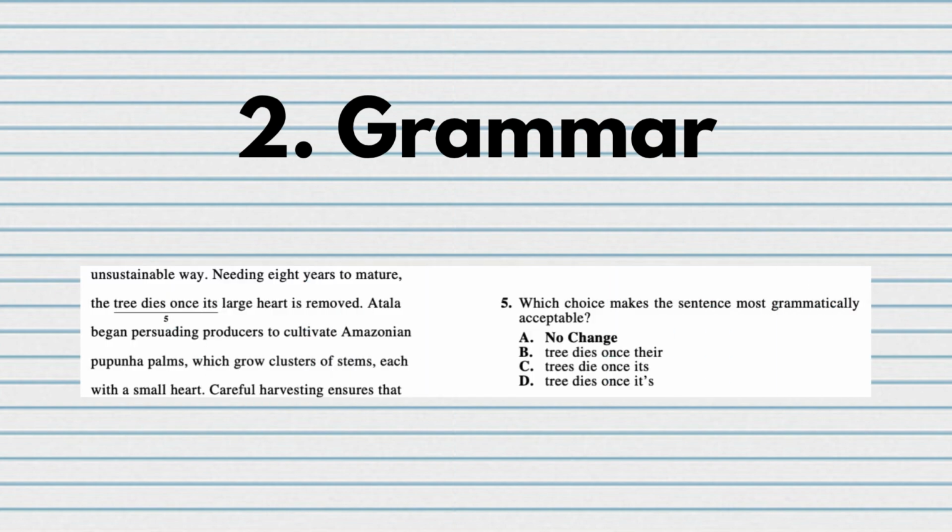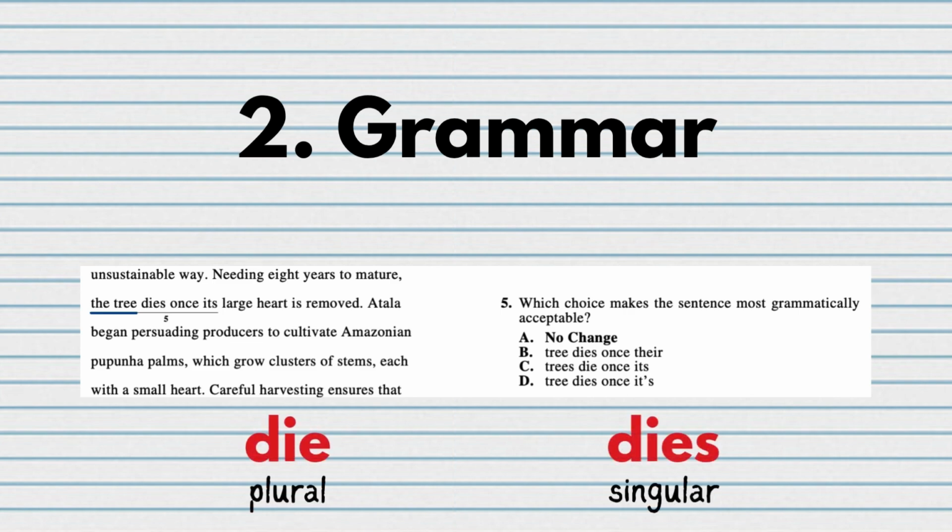In this problem, you are tested on both the possessive pronoun and the verb in their relation to the subject, which is the tree. That is singular. Therefore, the verb can either be die or dies. Sound it out in your head. Does the tree die sound right? No, die is the plural version. For the same reason, the trees die does work.